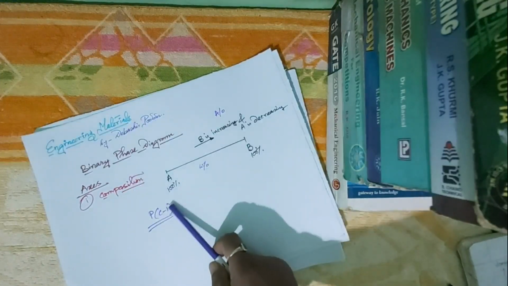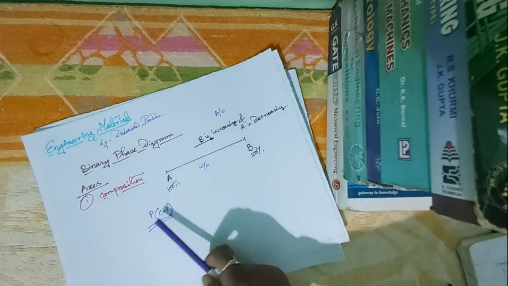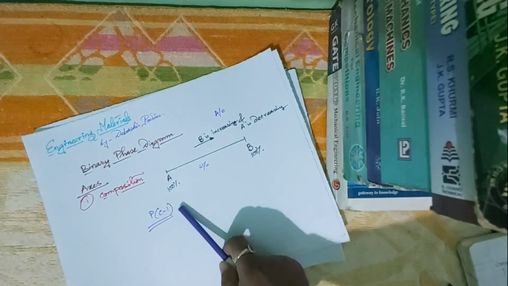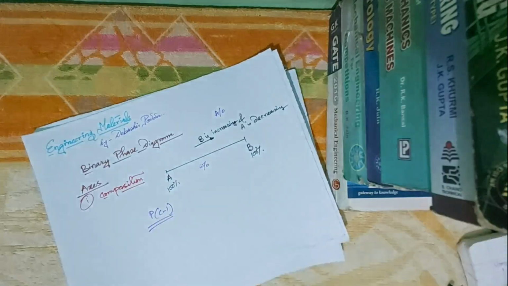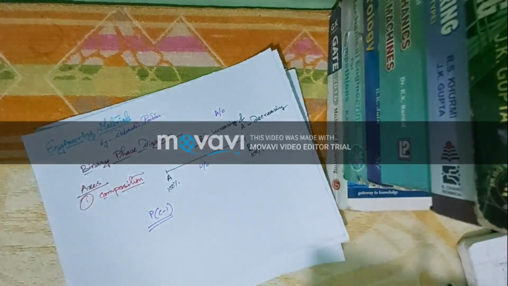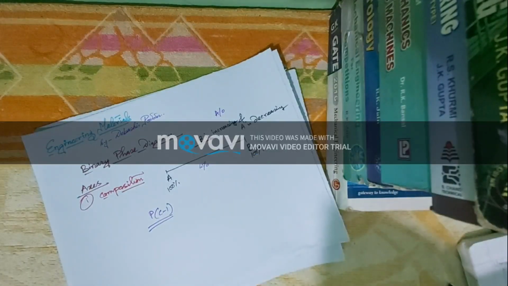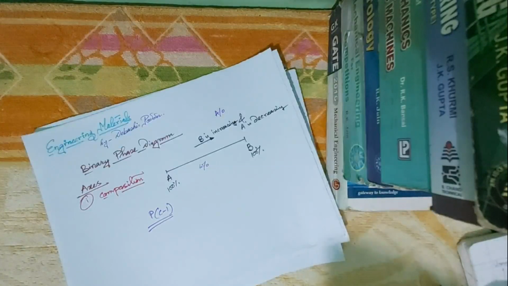For composition, this will be C minus 1. C means components, P means phase. Okay. Composition of phase 1 may differ from composition of phase 2, and also may differ from phase 3 and so on.